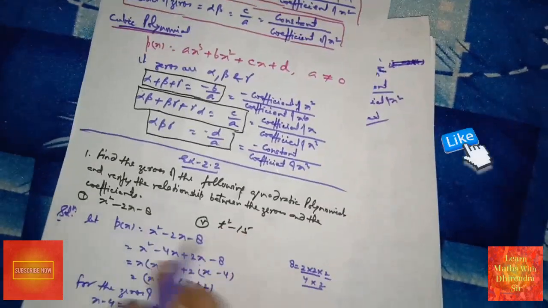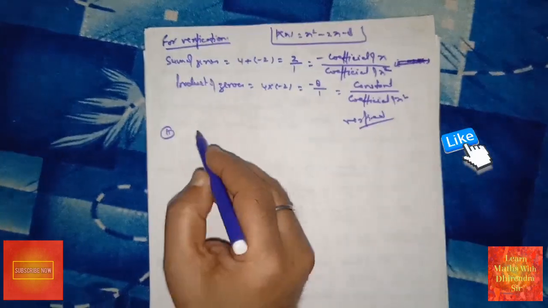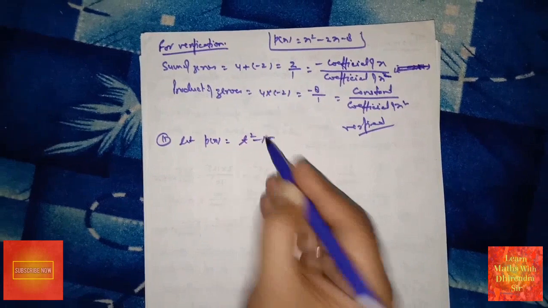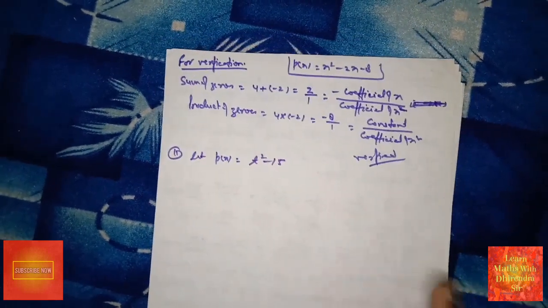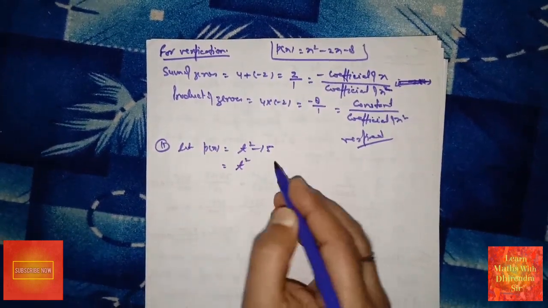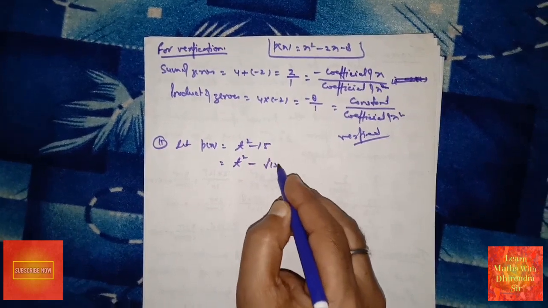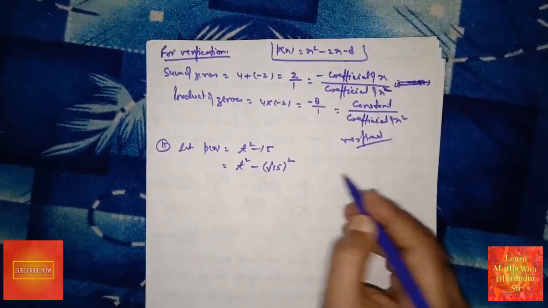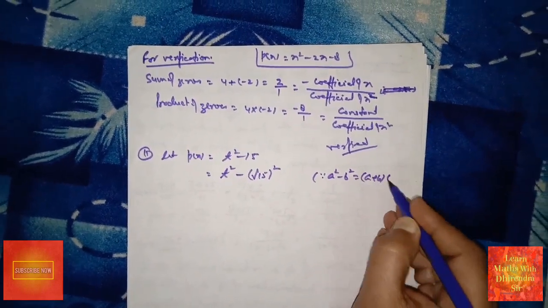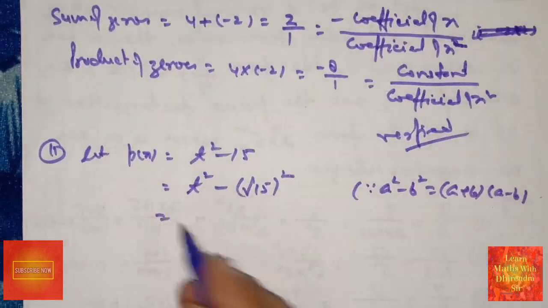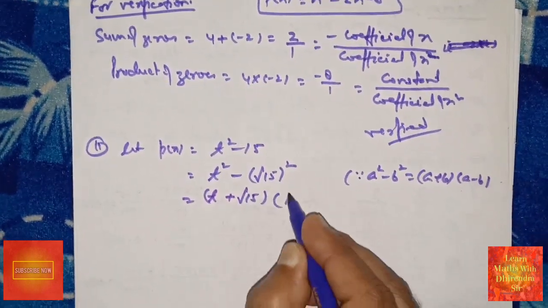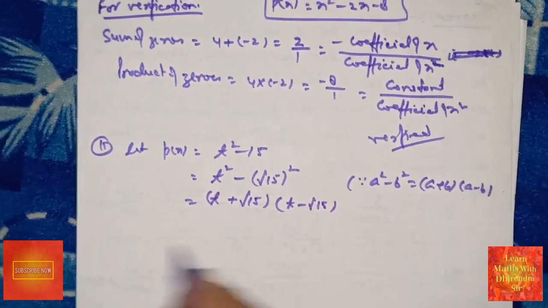Now next question number 2. That is t square minus 15. Okay. Let p(x) equal to t square minus 15. It is also a quadratic polynomial, but it has no middle term. Then taking the identity like a square minus b square, t square minus root 15 whole square. Since you know a square minus b square is equal to (a plus b)(a minus b). Using this identity, then you got (t plus root 15)(t minus root 15).